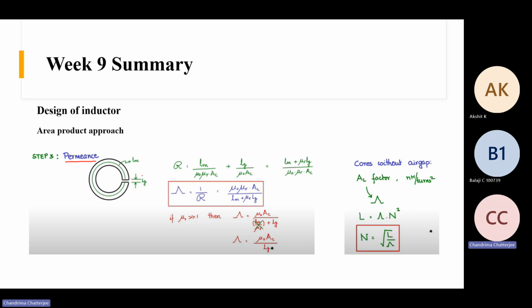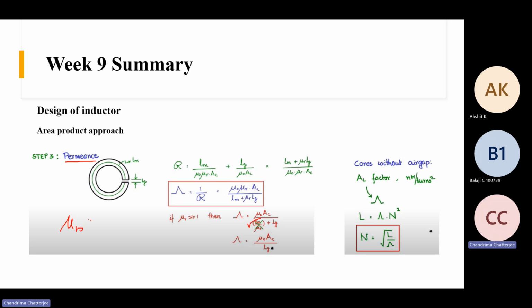So if you introduce an air gap, the expression of reluctance changes and it becomes this. This extra term, Lg by mu naught AC, comes from the air gap. Okay. So the permeance is like this. If you just divide by mu r like this, this quantity is very small, because usually if you take a ferrite core or any ferromagnetic material, mu r is very large.